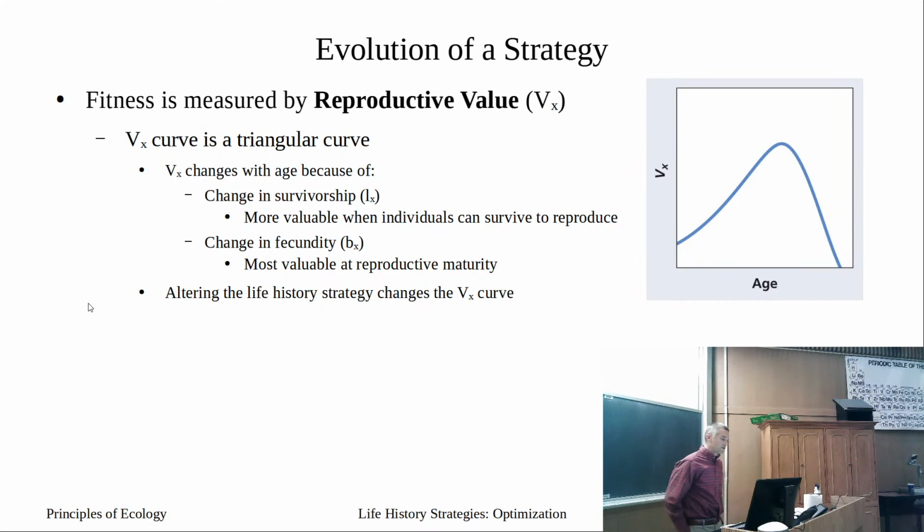All right, so Vx changes with age because of our change in survivorship and our change in fecundity, our birth schedule. So as we said, we're going to be most valuable when we've survived to our maturity, and we're going to be most valuable when we are sexually mature because now we can reproduce not only now, but also in the future. And our life history strategy, all the different strategies that we're going to talk about, are going to change the shape of this Vx curve. So we're going to use the Vx curve to make predictions about the best strategy.